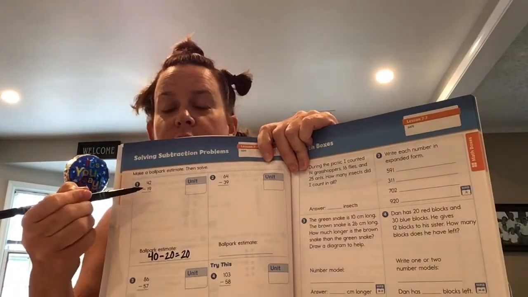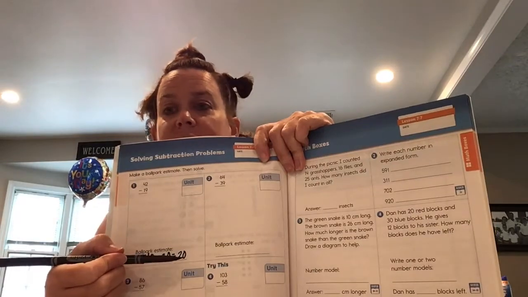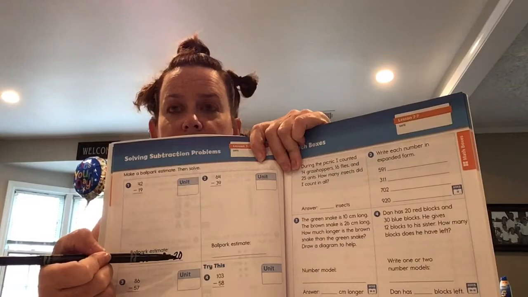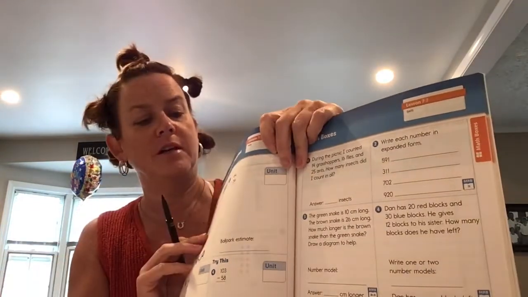If you do this problem and your answer's 46 and your estimate's 20, that tells you, I did something wrong. Your answer should be pretty close to the 20. So here we go. We're going to start off with 42 minus 19.